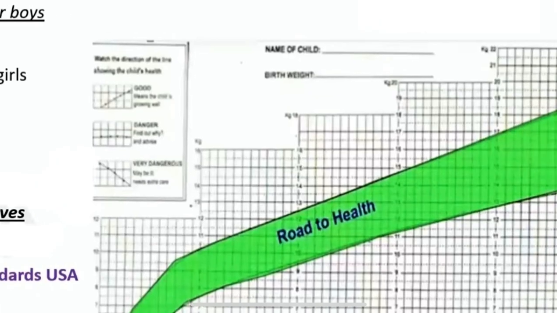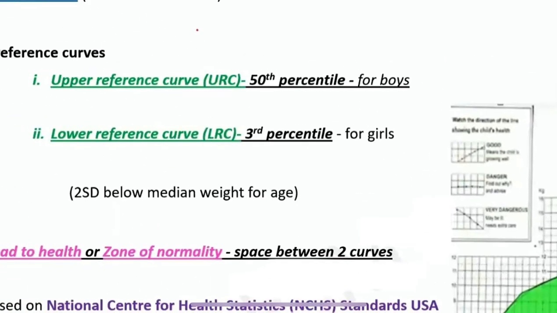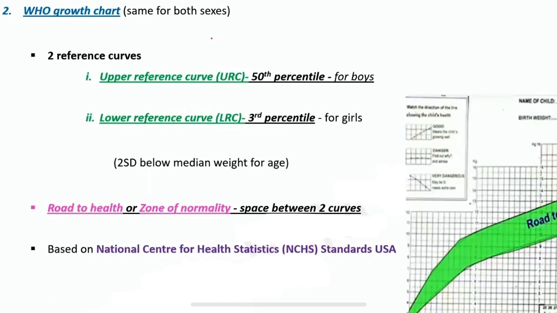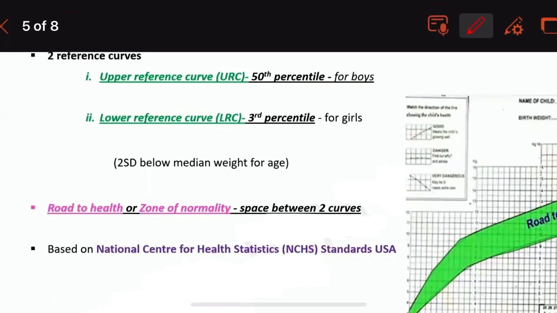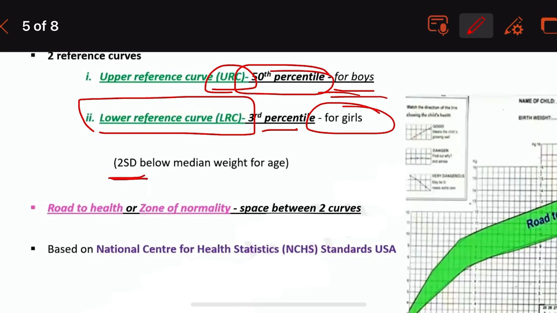Again, the information, what you can see, the name of the child, the birth weight, all of that will be recorded. And now the reference curves, very important. We have the upper reference curve, UCR, which is the 50th percentile for the boys, and the lower reference curve, the third percentile, is used for the girls. If it is -2 SD, it is below the median weight for the age.